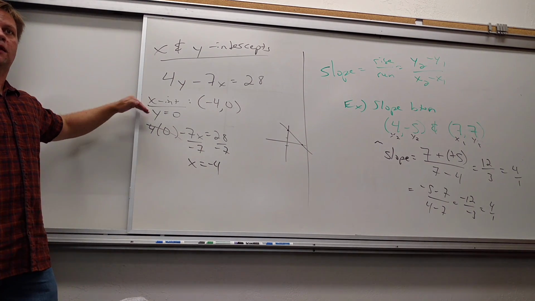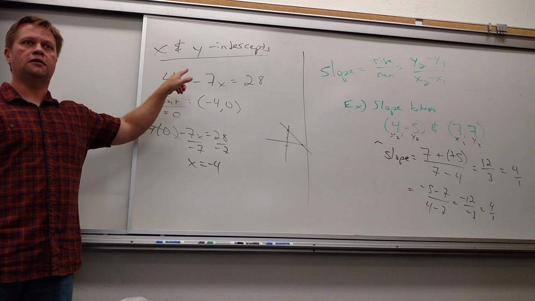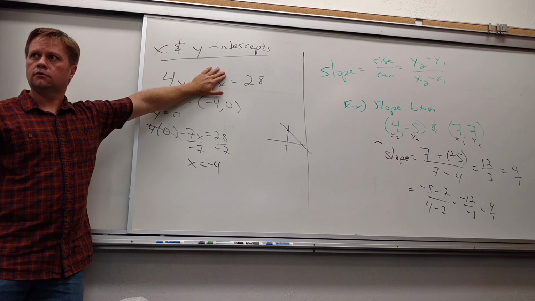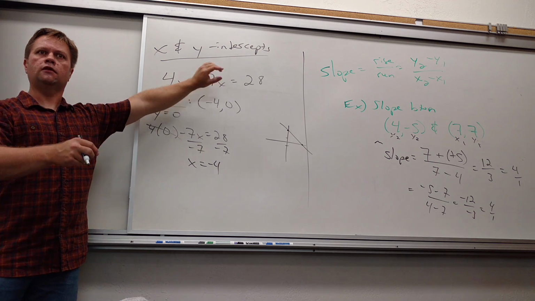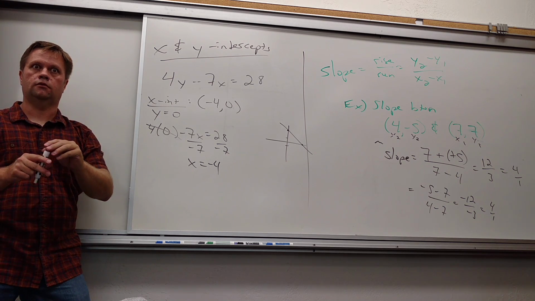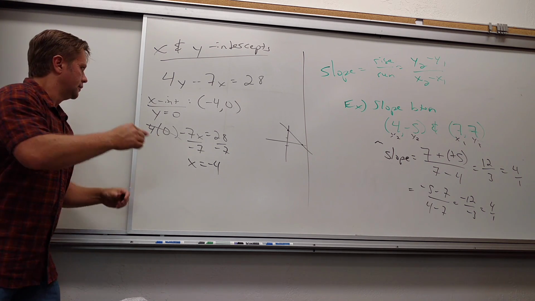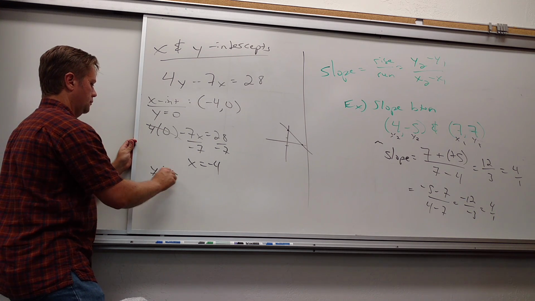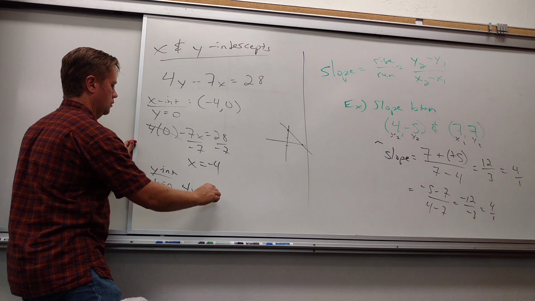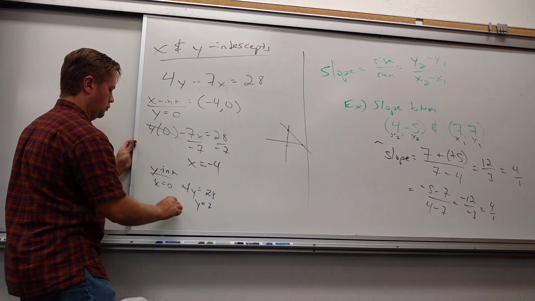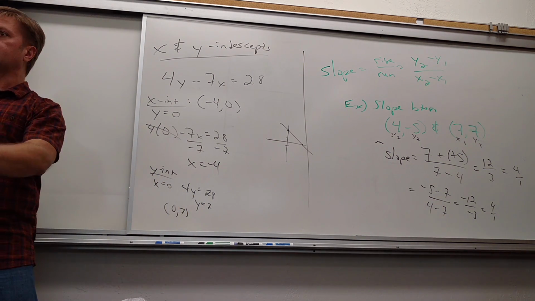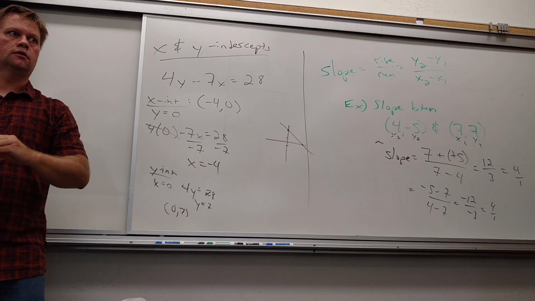So how do I find the y-intercept? If I find the x-intercept by making y 0, I find the y-intercept by making x 0. So then you get 4y equals 28. If I divide by 4 there, I get 7. So the y-intercept would be the point 0, 7. Same way. Almost too nice to believe. And then I can plot those points, connect them. I've got an equation of the line. It's crazy.